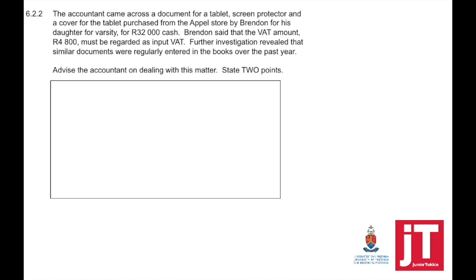There's no issue. If he wants to buy an Apple tablet and a screen protector and a cover for his daughter, that is fine. But then it must be shown as drawings. We cannot claim that VAT because it's for personal use. So what advice should you give the accountant? These documents must not be used to claim input VAT.